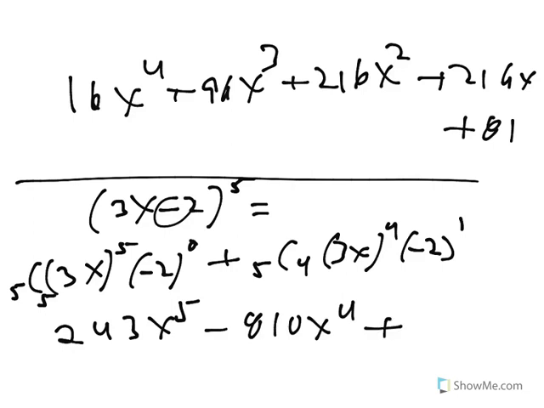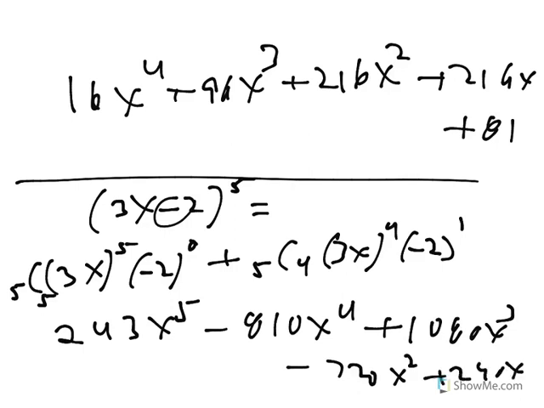And just so you know, you can continue it yourself. 1080x to the 3rd minus 720x squared plus 240x minus 32.